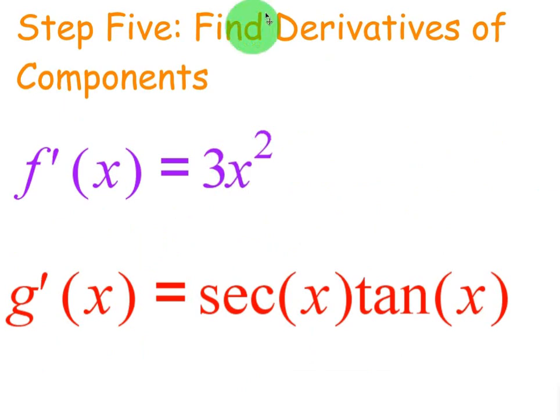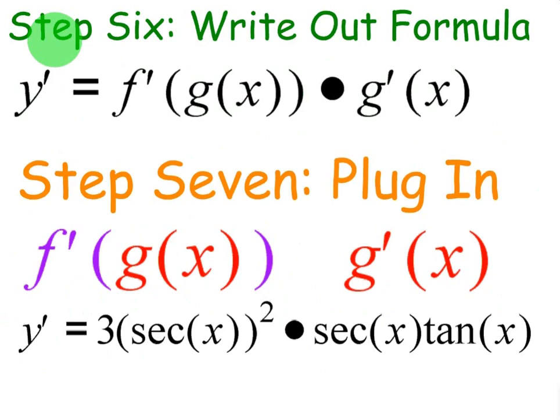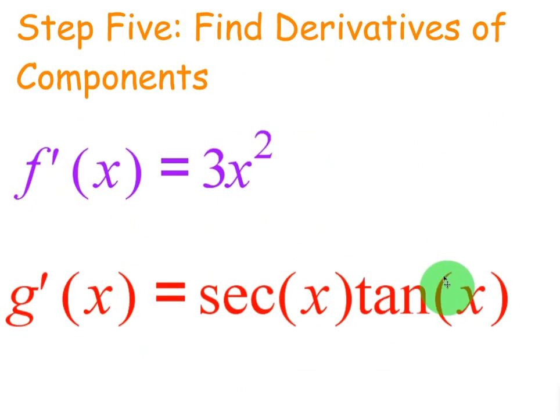So step 5, we're finding the derivative of our components. G prime is secant of x times tangent of x. Now, who remembers the formula for chain rule for 2 layers? That's something you absolutely need to know, and in case you forgot, it's f prime of g times g prime. So again, every time there's an x in your f prime equation, you're replacing it with g for the first part of your formula. So let's take a look.